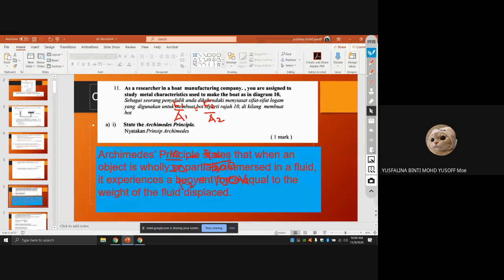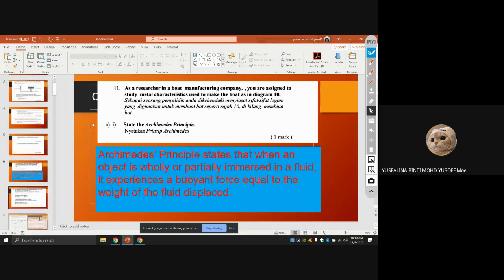Archimedes principle states that when an object is fully or partially immersed in a fluid, it will experience a buoyant force that equals the weight of the fluid displaced. So when an object is partially or wholly immersed in a fluid, there is an upthrust force, or a buoyant force, acting on the object, and the buoyant force equals the weight of the liquid displaced.